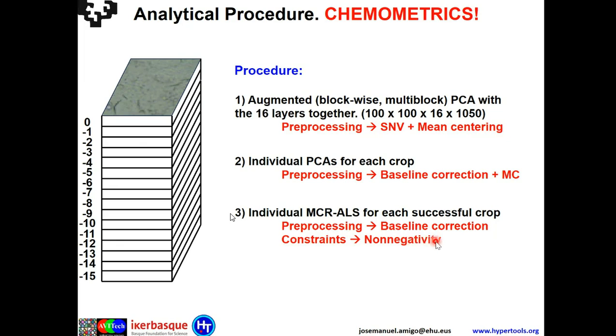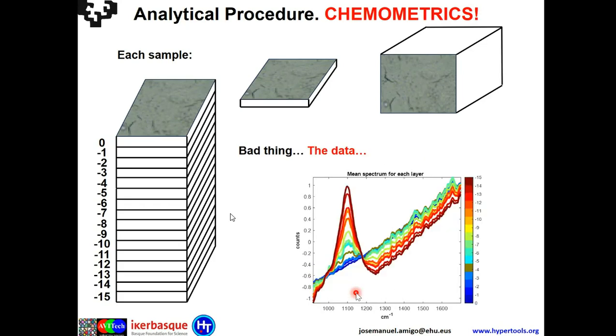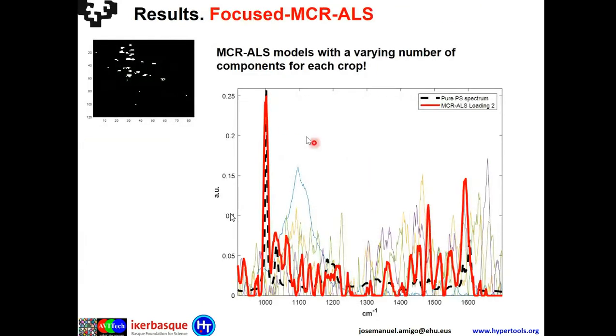You could think, oh, you could also impose the pure spectrum of the polystyrene because you know it. Yes, we could have done that, and obviously we tried, but the problem is that the signal is so poor that there is little resemblance between this spectrum and what I am going to show you now. So this is one MCR-ALS model in one of these areas.